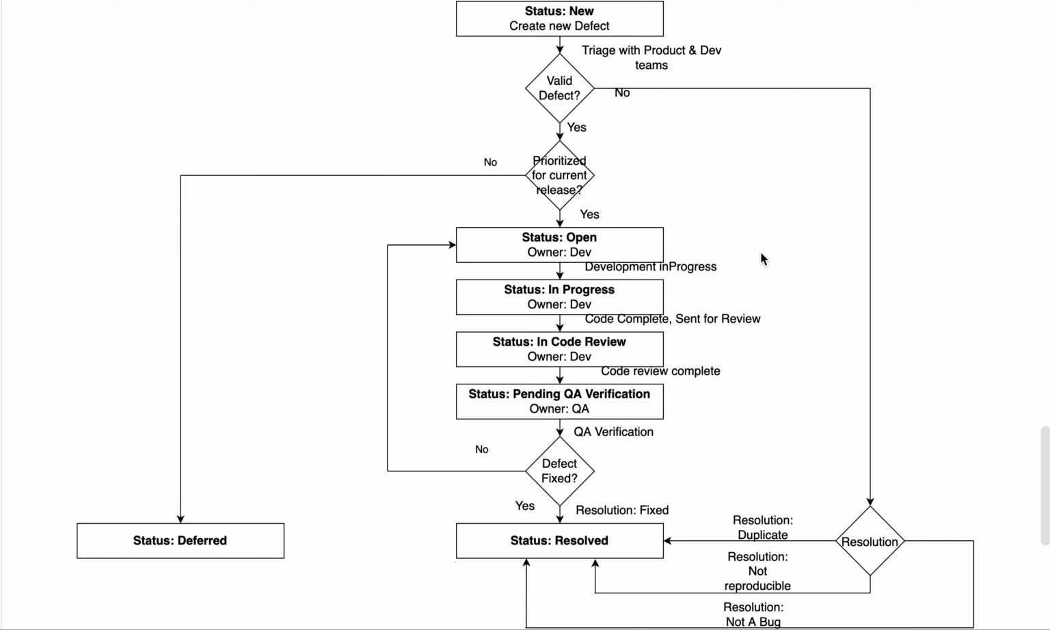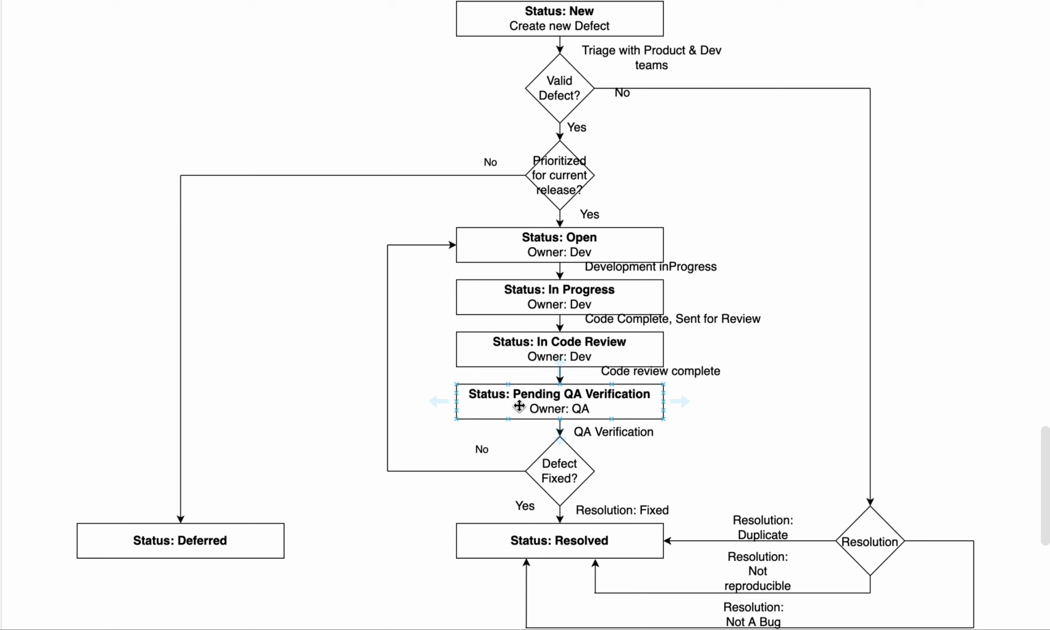Once the code changes, or configuration changes, whatever it is, are done, those changes will be sent for review. The respective dev who is the reviewer will review it, and while the review is in progress, the status will be updated as code review. Once the code review is done and everything is completed from the dev side, it will be assigned to QA. That's where the status will be updated, mostly in most of the tools, to either ready for QA or pending QA verification.